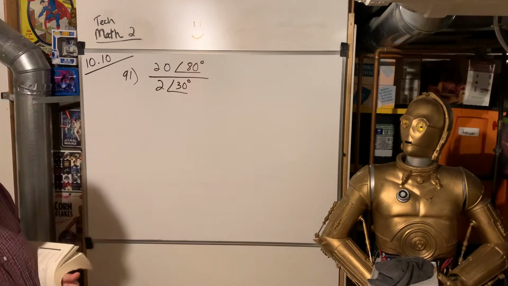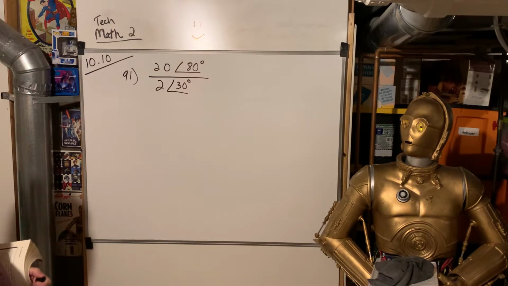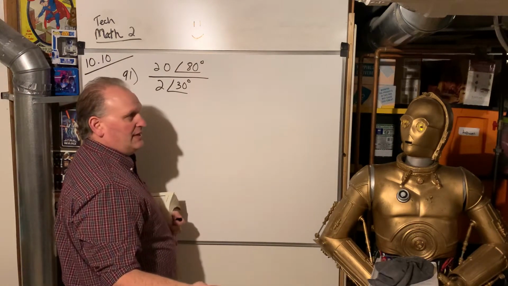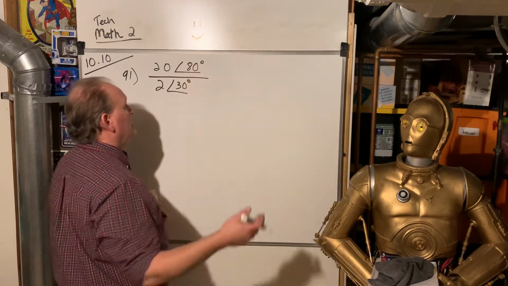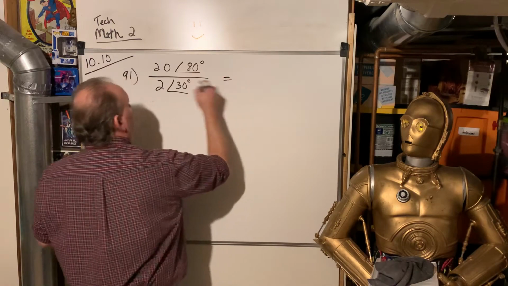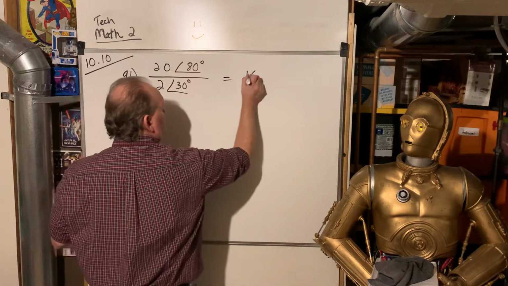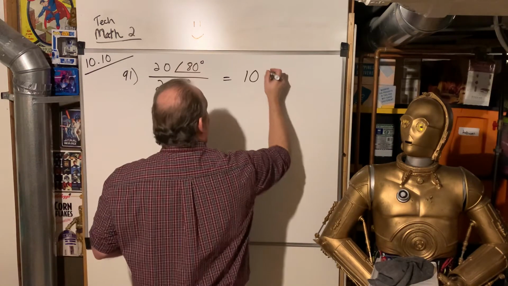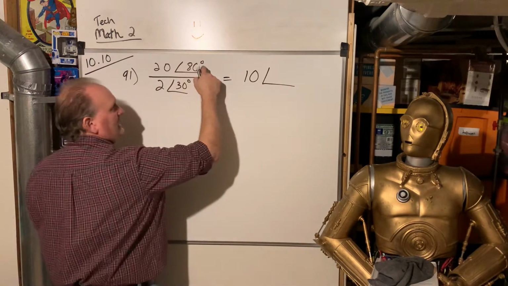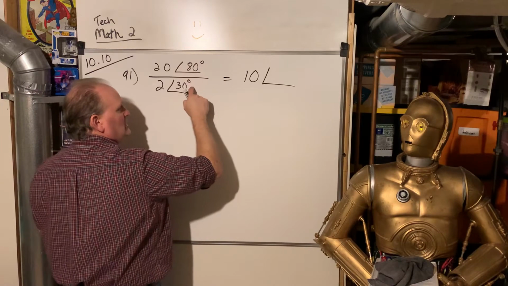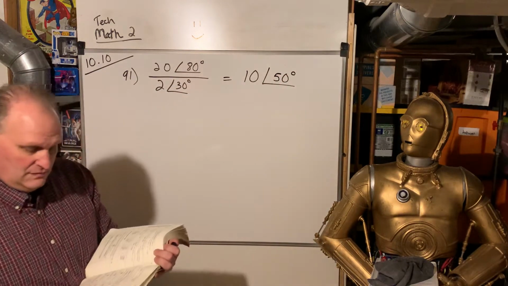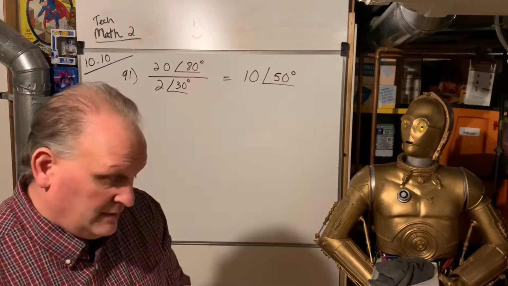And so, just a quick reminder, when we multiplied, we took the numbers out front times each other and then added up the angles. What we're going to do to divide is divide the numbers out front. So 20 divided by 2 is 10. And then subtract the angles. 80 minus 30 is 50. And that's it. Done. 10 and 50.